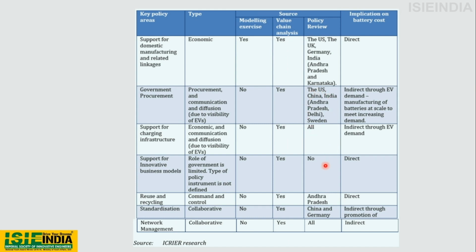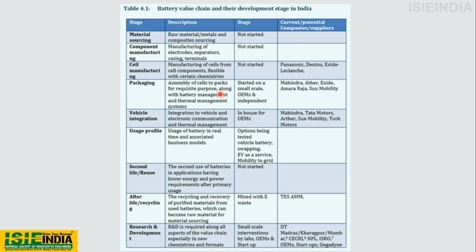We can see the support of domestic manufacturing and related linkages is the policy review of the US, UK, Germany, as well as in Andhra Pradesh and Karnataka it was followed, and like that we can see for others also. In this table we can see what are the policies that we have already discussed and the description of materials. Now have we started implementing these ideas?